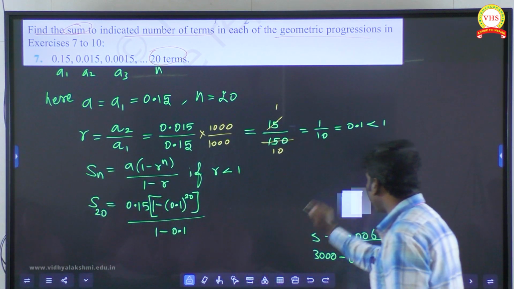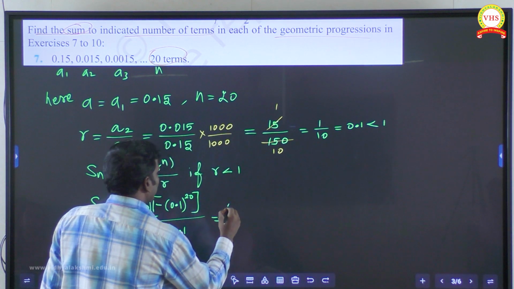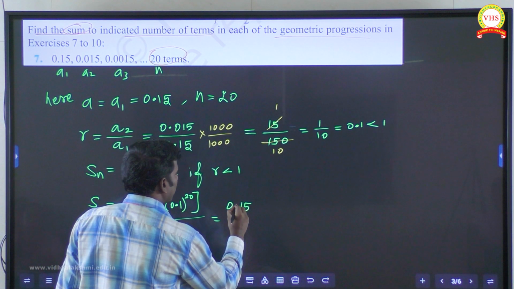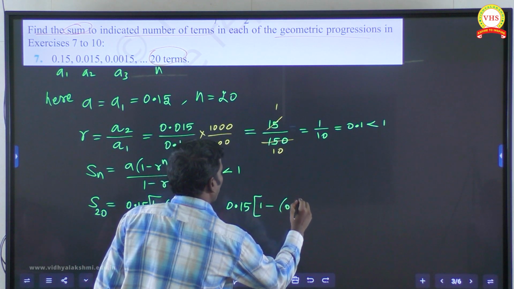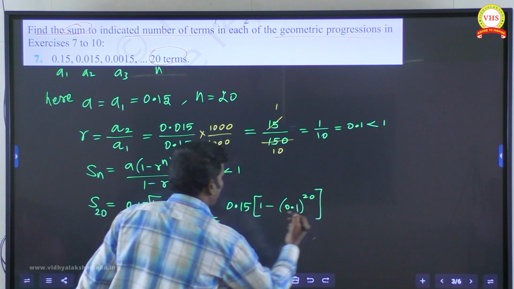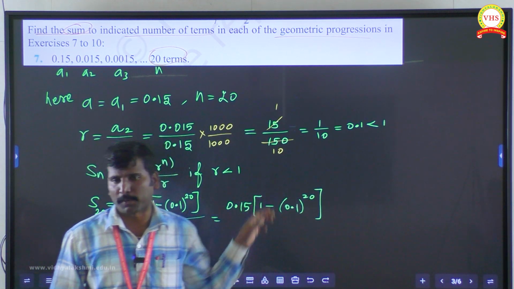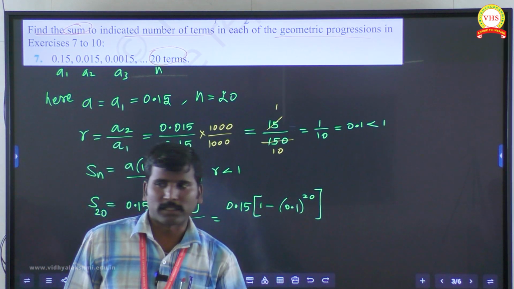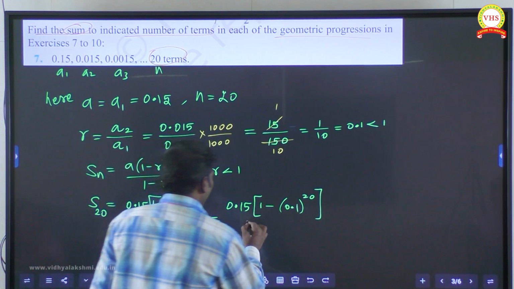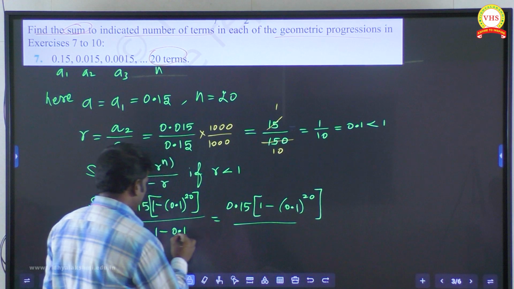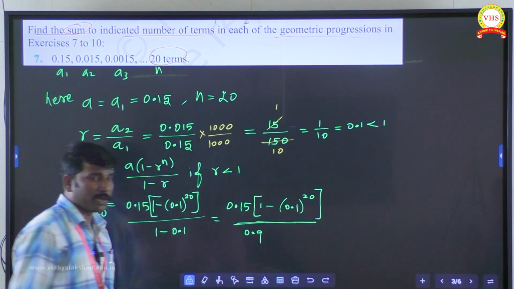So this is what I'm using here. Right, fine. So what am I getting here? The same: 0.15 into (1 minus 0.1) whole power 20. Power, you don't apply. Power, suppose below 10, in the sense you just apply. 10 and above in the sense, don't apply. That is a better idea. Okay, in the GP. Understand? Right. In the denominator, what am I getting after subtracting? 0.9. Am I right, children?